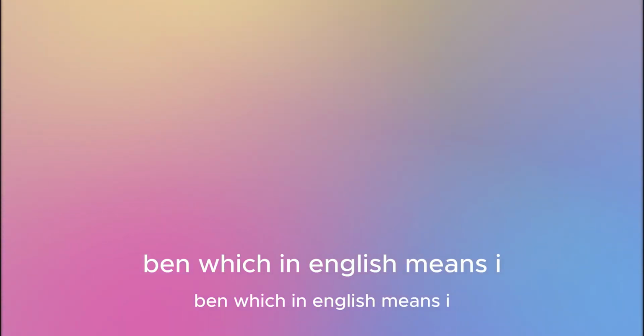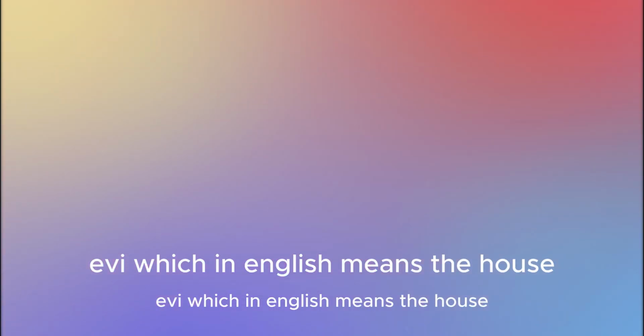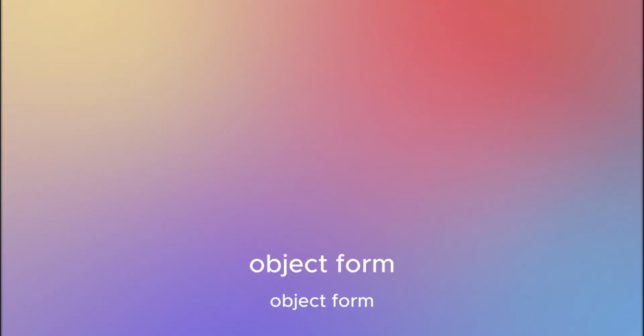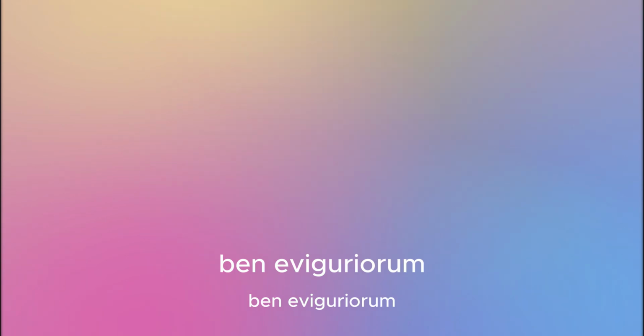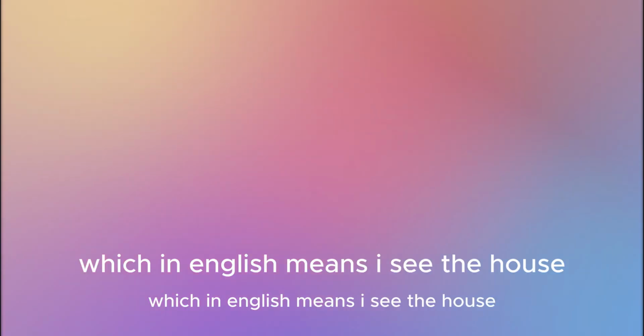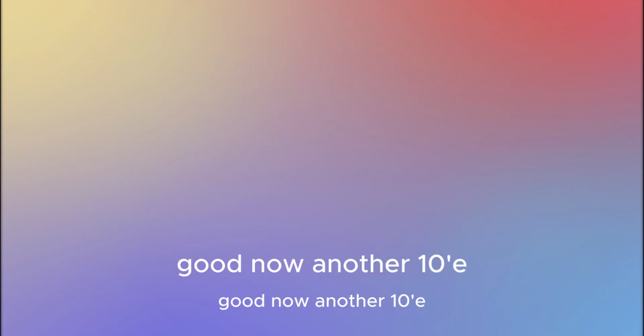Ben, which in English means I, evi, which in English means the house, object form, görüyorum, which in English means see, I am seeing. Again, ben evi görüyorum, which in English means I see the house.